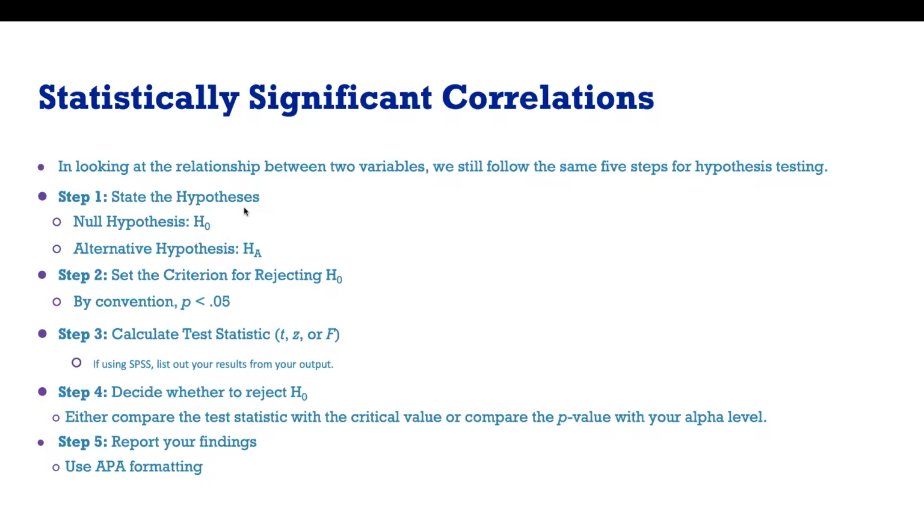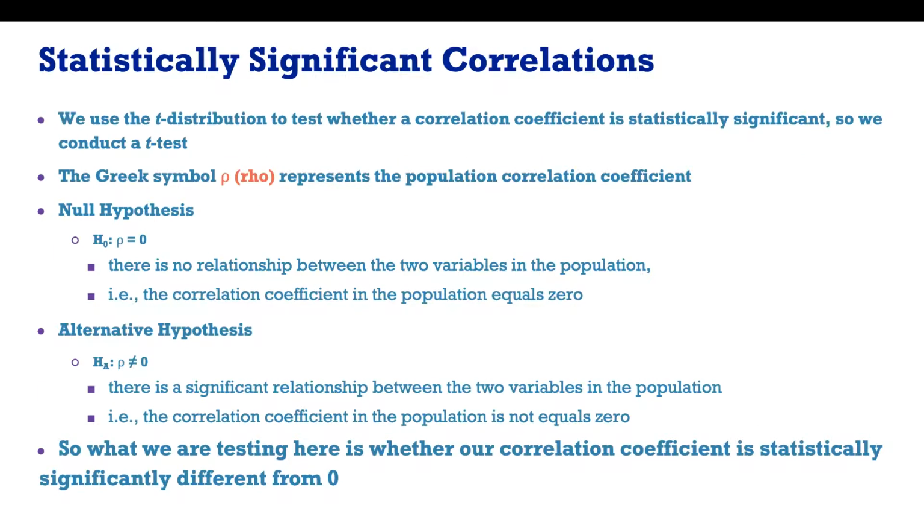In looking at the correlations, we still follow our 5-step hypothesis testing. We state the null and the alternative, set the criterion for rejecting, calculate the test statistic, which we'll just be using SPSS for, determine whether you reject the null, and then report your findings. Same as always. When we are looking at significant correlations, we're using a t-distribution. We are using the population symbol. The Greek symbol rho represents the population correlation coefficient. So when you're using it in the hypothesis, you want to always talk about the populations, not the sample. So we'll use rho in the hypothesis, and then we'll report it via r.